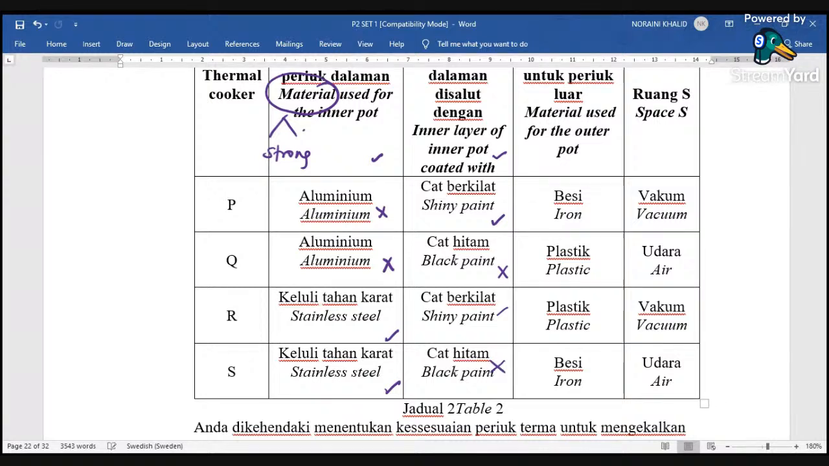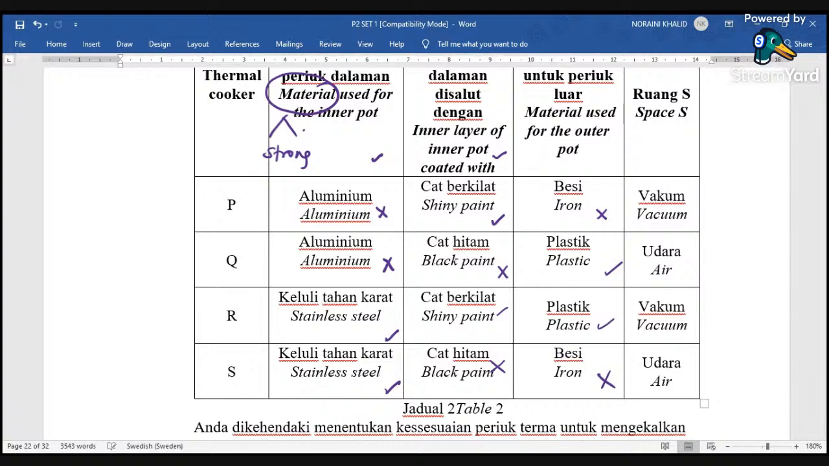Okay, and then material for outer pot. For the outer pot, of course, we want it to be able to withstand the heat outside, and also not cause heat to be transferred out. Means a very weak conductor of heat. So I will not choose iron. Iron will transfer the heat faster. So I don't want iron. So I choose plastic.